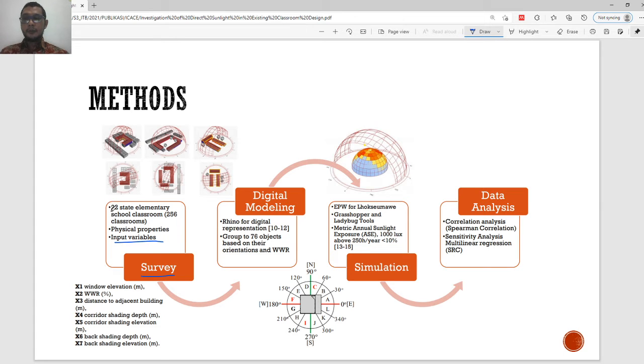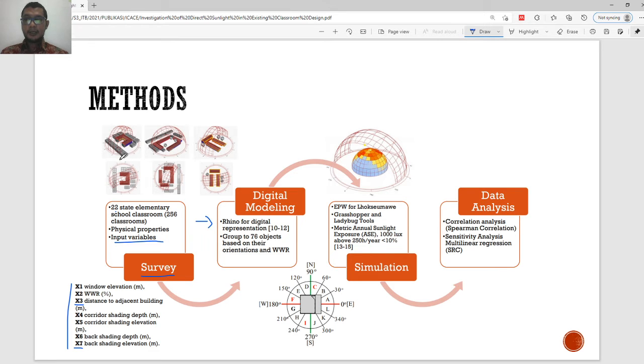And we surveyed 22 state elementary school classrooms available in the Banda Sakti regions of Loksmawe, and it consists of 256 classrooms. And from those classrooms, we have 7 input variables based on their orientations. First one, we do elevation, we do ratio, x2, x3, and you can see on screen here, to x7, we call that backshading elevation. Then afterward, we conduct the digital modeling.